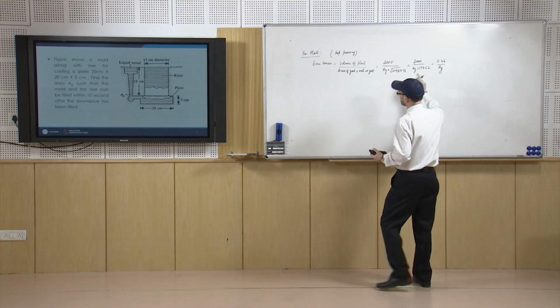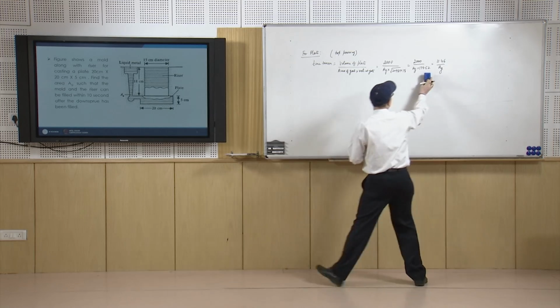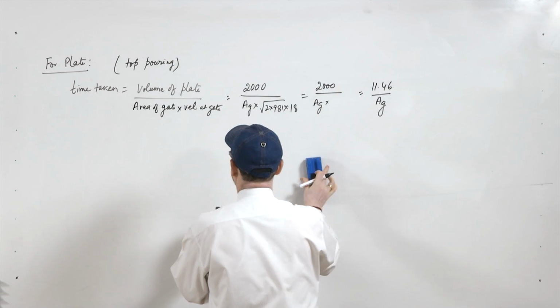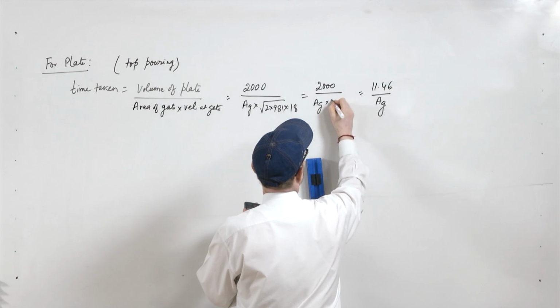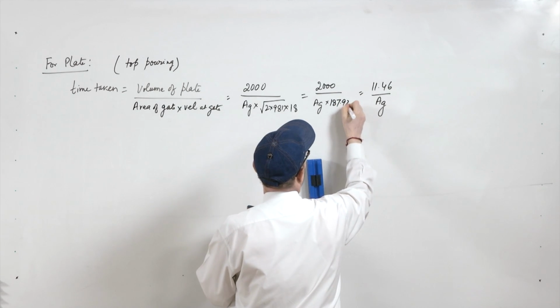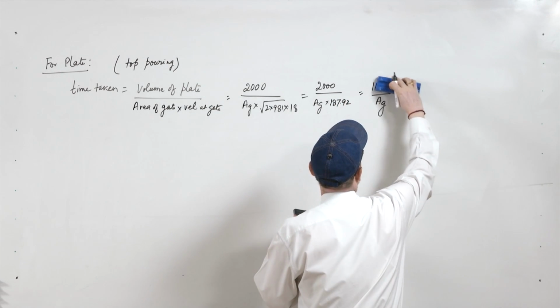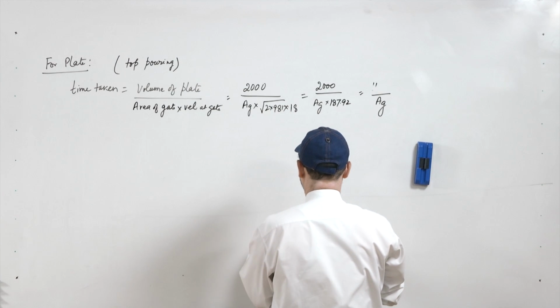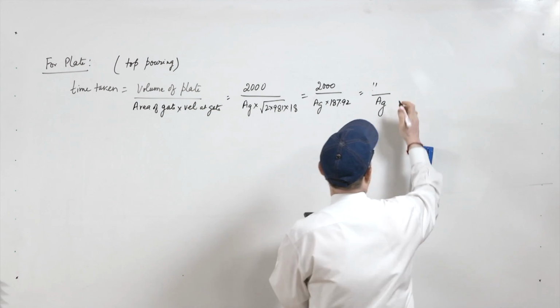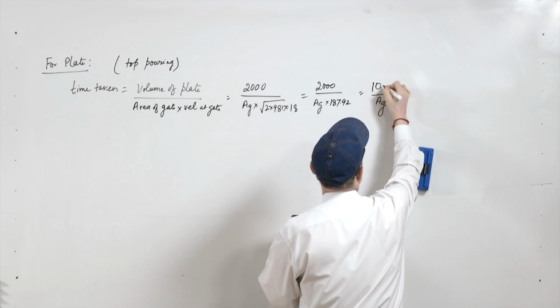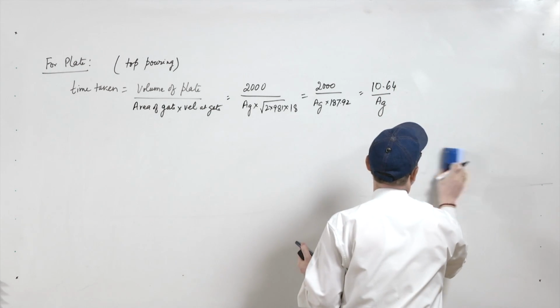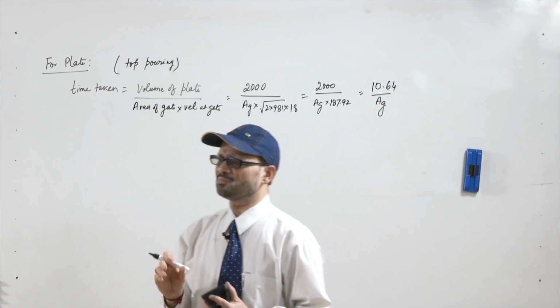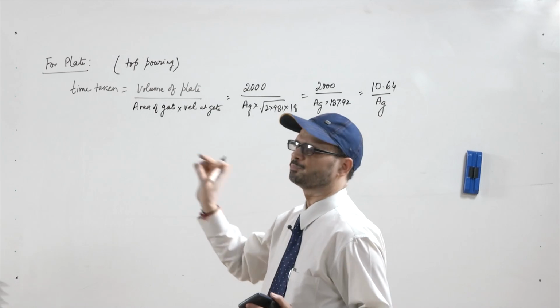Sorry, there was a mistake here. This value will be 187.92. So, this value will be 2000 upon 187.92, that is 10.64 upon Ag. So, this is the time taken to fill the plate portion.